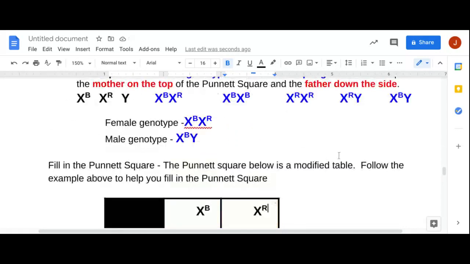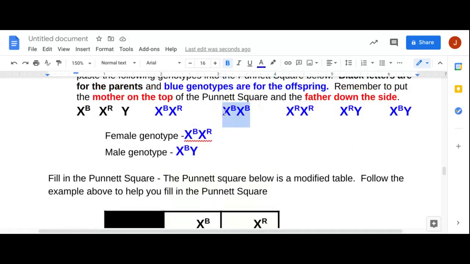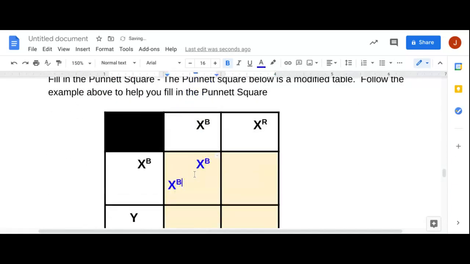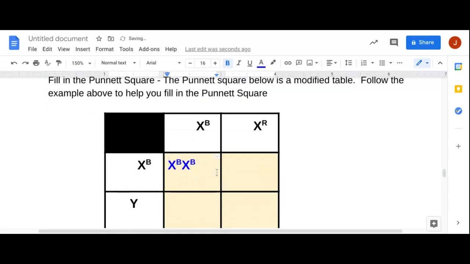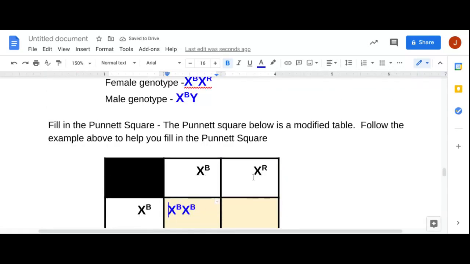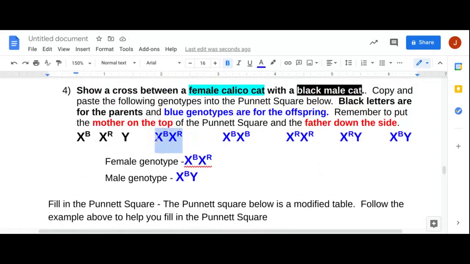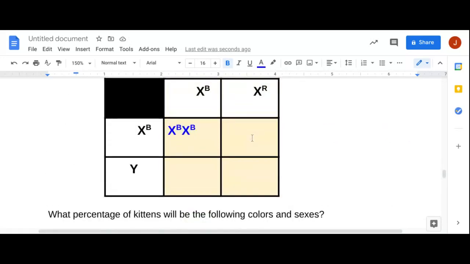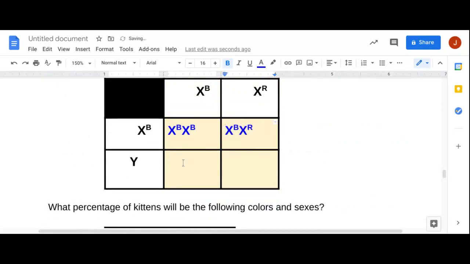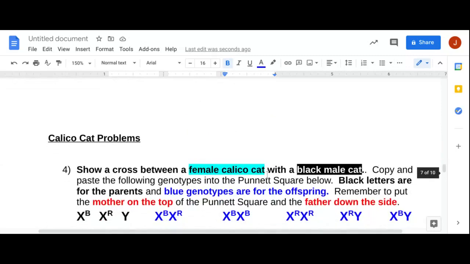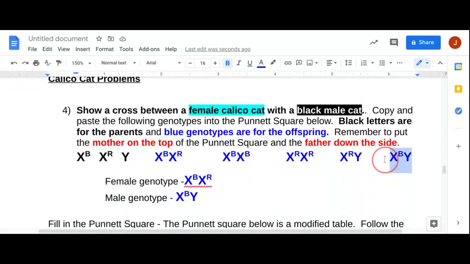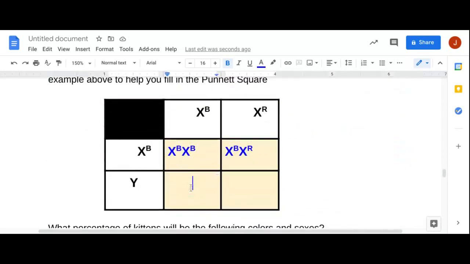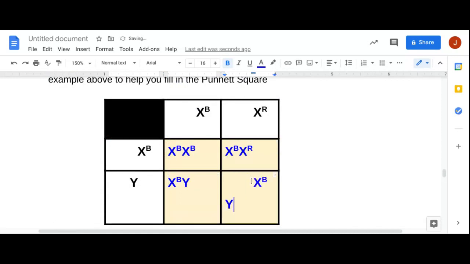So XB is my first offspring. Paste. Again, tab it back. This is XBXR, so that is a female calico. Control C, Control V, tab back. This one is going to be XBY. Went too far. XBY, Control C, Control V, tab back. And then XRY. So I'm just going to show you another thing you can do.